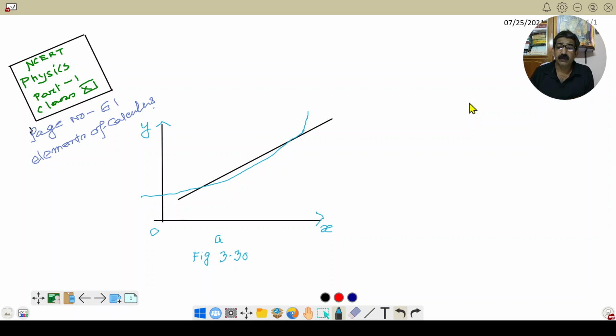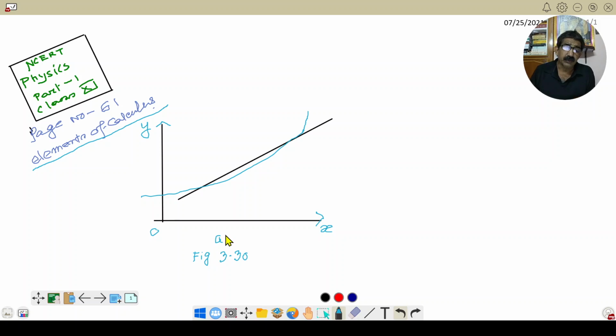The name of the book is given here: NCERT book, Physics Part 1 for class 11, and page number 61. The topic is Elements of Calculus. So now we shall discuss these topics.